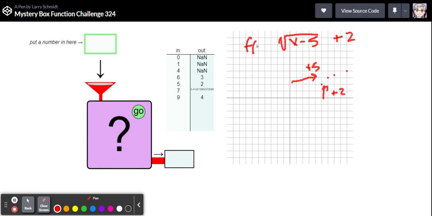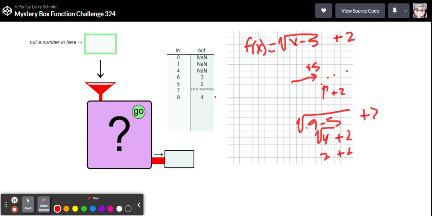So I think this is our function, but let's go ahead and test a couple of points just to make sure. Let's put in a 9. So that would be the square root of 9 minus 5 plus 2. Well, 9 minus 5 is 4. So the square root of 4 plus 2, that's 2 plus 2, that's 4, and that's what we got for 9.